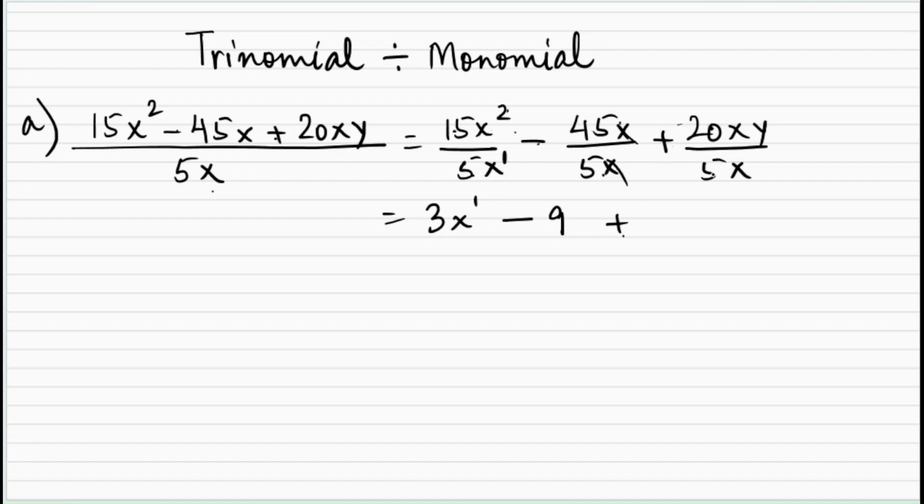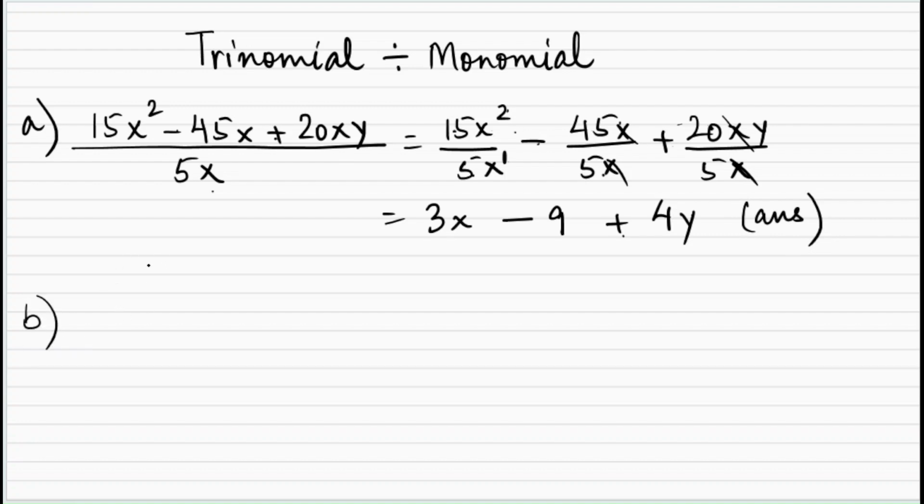Plus 20 divided by 5, 4. Now over here, x divided by x is 1, but this y is left. So this y will come here, and that's my answer. If you want to write this exponent 1, you write it. Otherwise, in algebra, we don't write the exponent 1. If it is 3x, it means the exponent of x is 1. It's understood. So that's our answer for this problem.